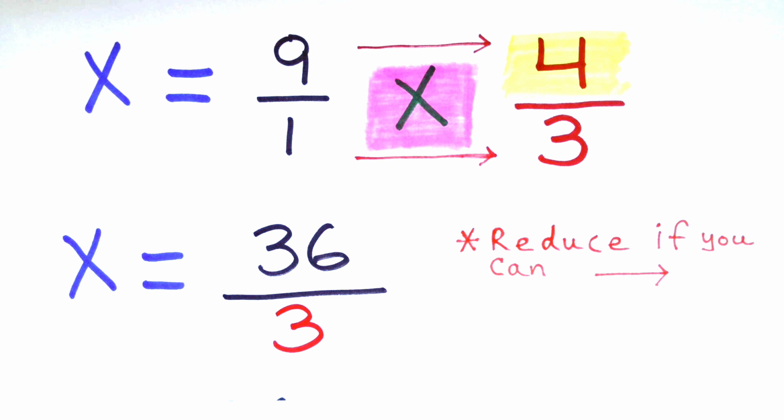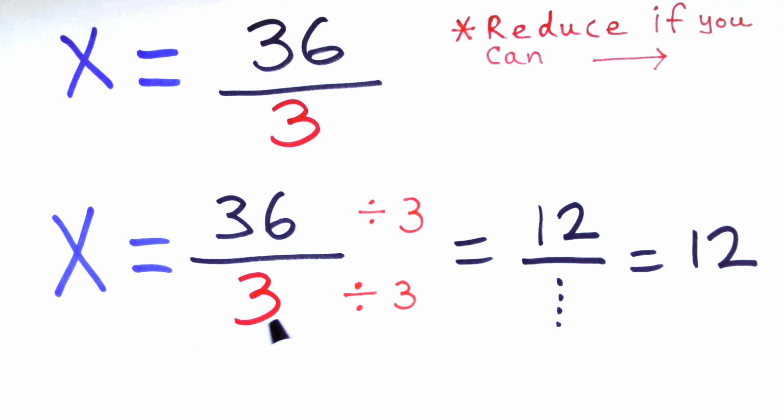Hey, say you didn't cross cancel, right? You multiply 9 times 4, you get 36. You multiply 1 times 3, you get 3. Now you want to reduce this fraction if you can. Also take a look. Is there a number times 3 that will give me 36? Or can 36 be divided by 3 evenly? I know that 3 can be divided by 3 evenly without a remainder, and 36 can also be divided by 3 evenly without a remainder, right?